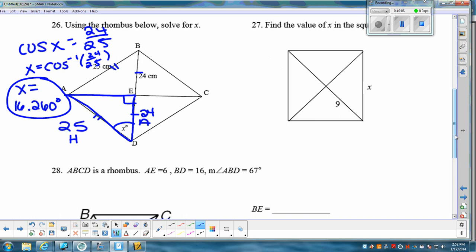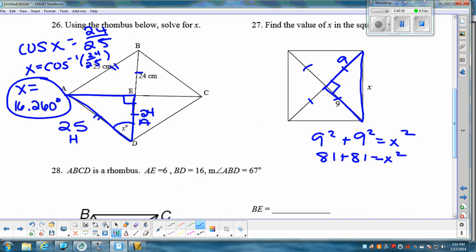For 27, I'm going to use Pythagorean Theorem because I know that all of my halves of my diagonals are congruent, which makes that 9. And I know that my diagonals are perpendicular, so here I have a right triangle. So 9 squared plus 9 squared equals x squared. 81 plus 81 equals x squared. So 162 equals x squared. Square root it, I get x equals square root of 162.